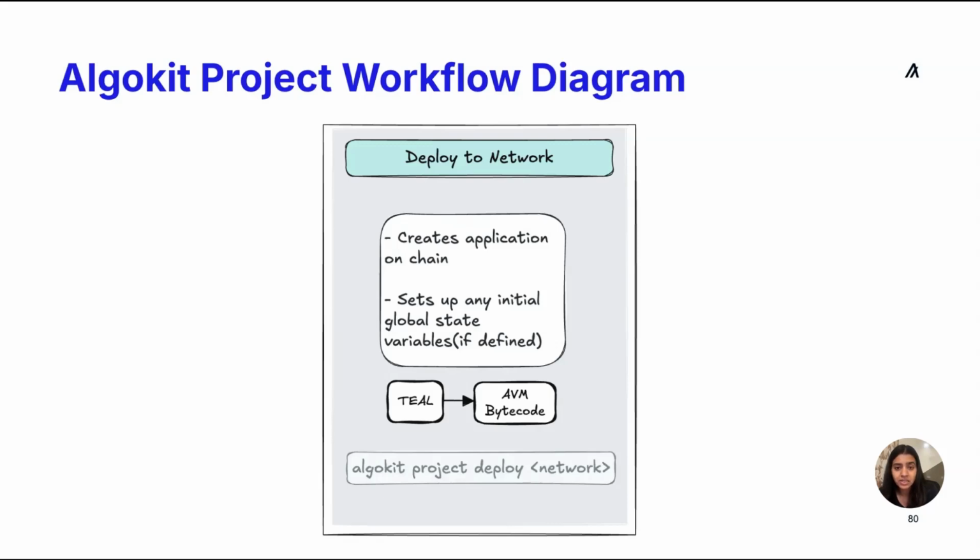The deployment process uses that typed client we generated earlier. You'll call the deploy method, specify any initial parameters your contract needs, and send the transaction to the network. Within seconds, your smart contract will be live and have its own application ID that people can use to find and interact with. You can follow the command given to deploy it to any specific network.